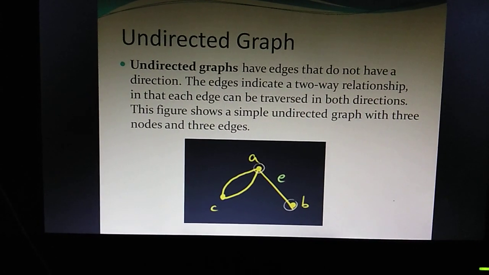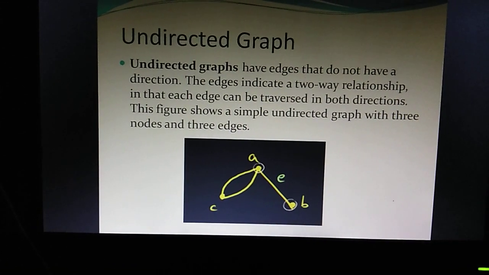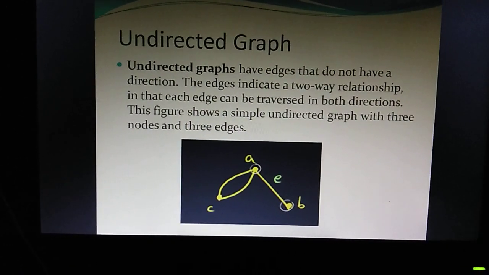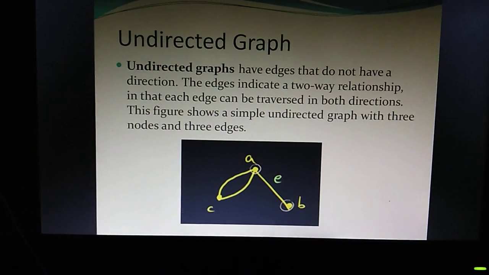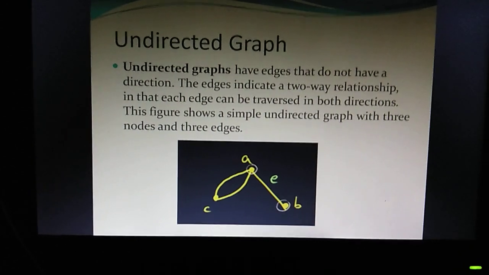Undirected graph. Undirected graphs have edges that do not have a direction. The edges indicate a two-way relationship in that each edge can be traversed in both directions. This figure shows a simple undirected graph with 3 nodes and 3 edges.